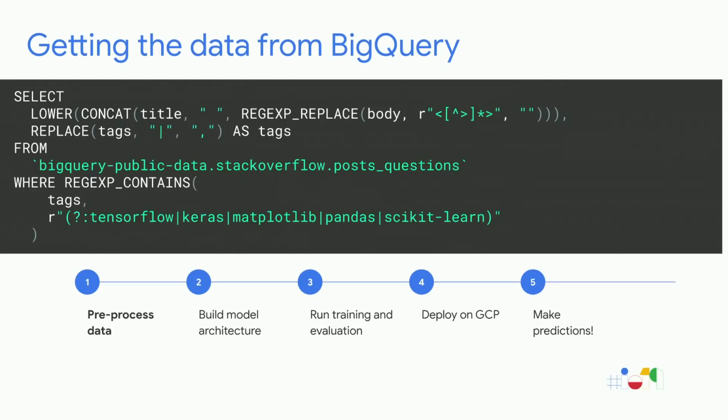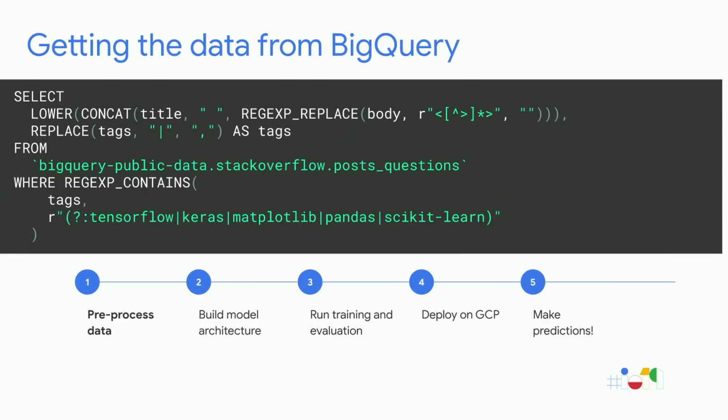So our first step is to get the data from BigQuery. BigQuery has a great web UI where we can write SQL directly in the browser, get our data, and then download it as a CSV, which is what I did. So I'm extracting the title and the body of the question, concatenating them into one field, getting a comma-separated string of the tags, and then we're only getting questions with these 5 tags.